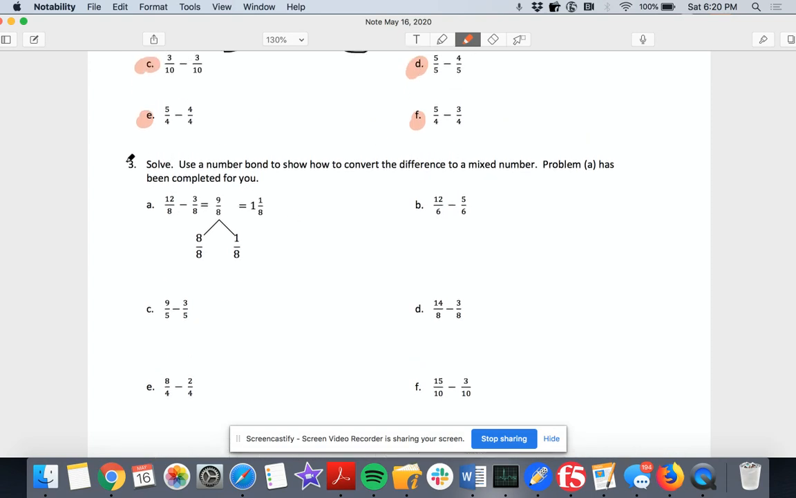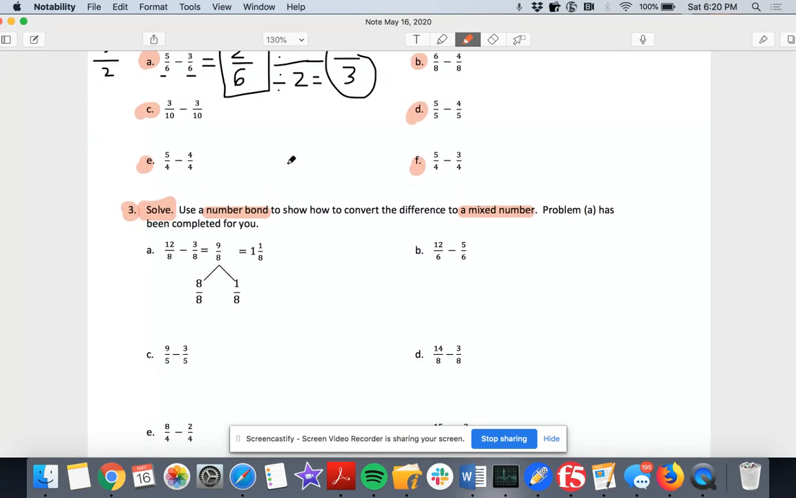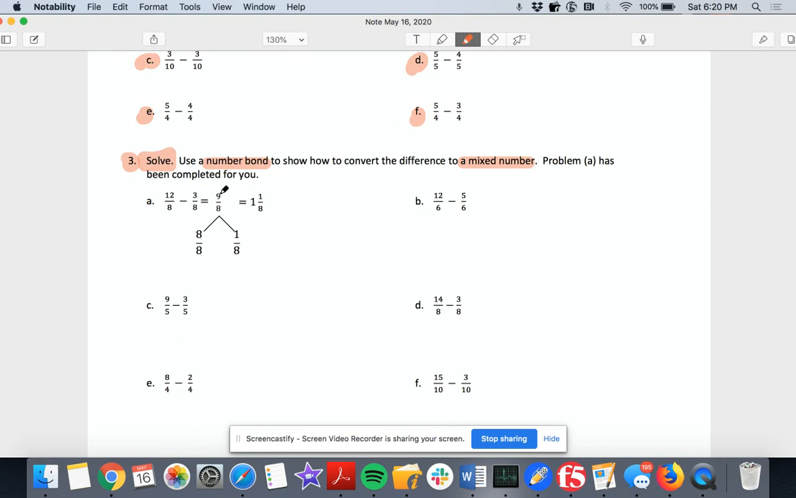And then let's go right ahead to number 3. Number 3 is asking us to solve using number bonds to show how to convert the difference to a mixed number. The first one has been done for you. Great. So this is pretty much the exact same thing we've been doing from above. The only difference is that we're going to be left with a numerator larger than the denominator, and then they just want us to convert it into smaller units.